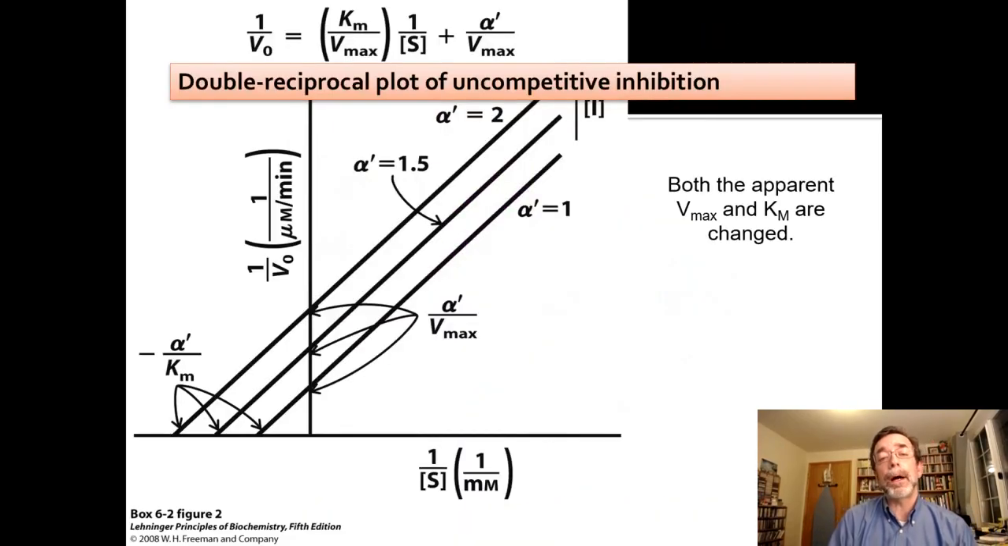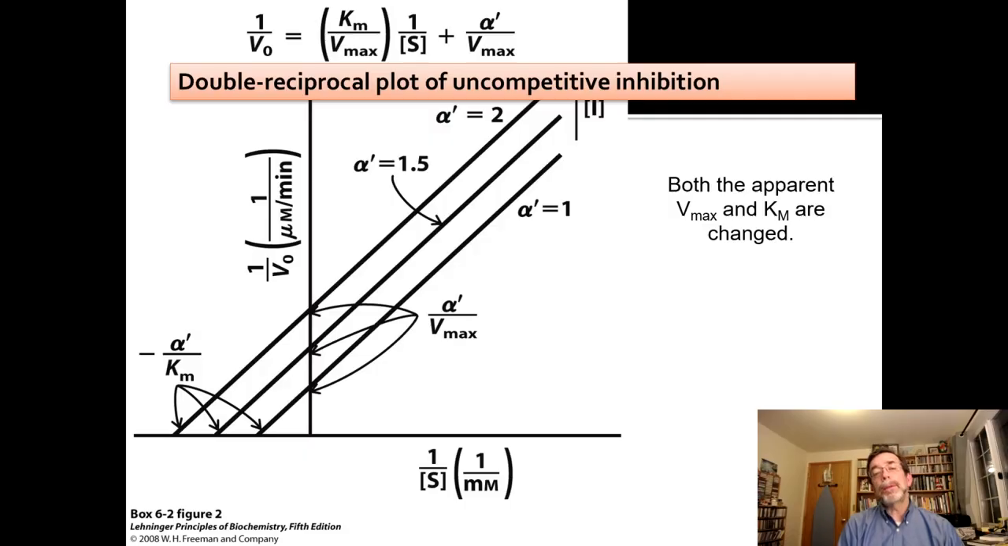What does it look like on a Lineweaver-Burk plot? Well, it's pretty simple on this one. Here the y-intercept is changing, but the slope is not. So uncompetitive is simple in another way. You have one thing on the plot not changing, which is the slope, and the other thing changing, which is the intercept.